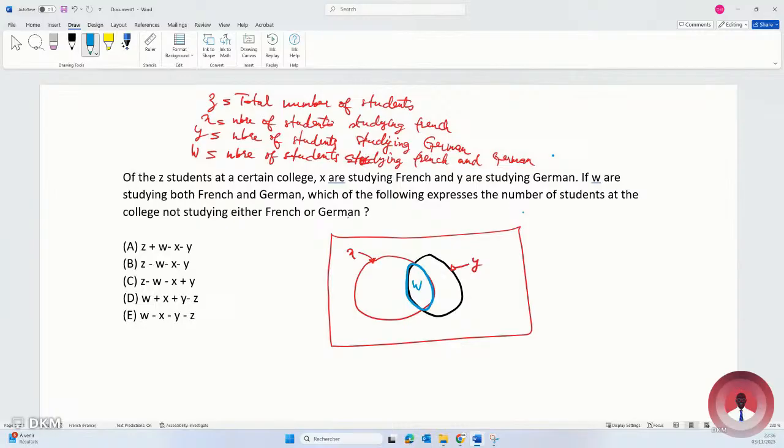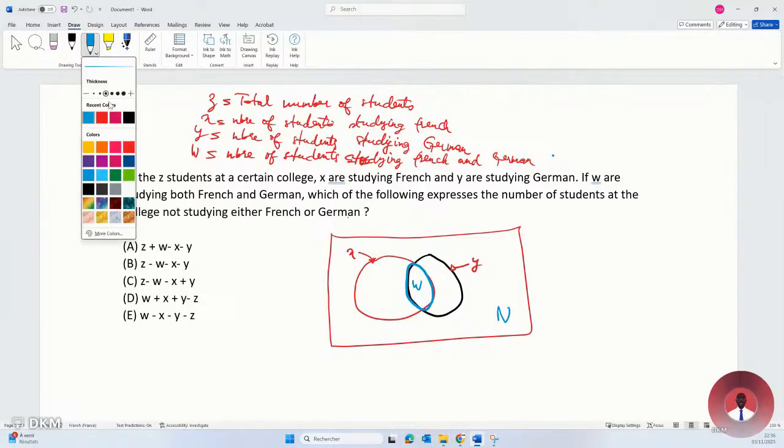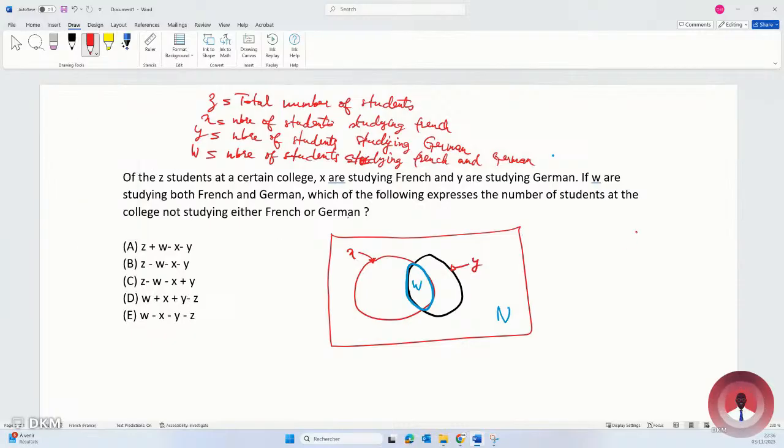And then the question is telling us that we need to find which of the following expresses the number of students at the college not studying either French or German. So maybe we will call it N, okay? Number of students not studying. So there is a formula here in order to determine the total number. Here the total number is Z, okay? We can go from that formula and then determine the answer to our question.